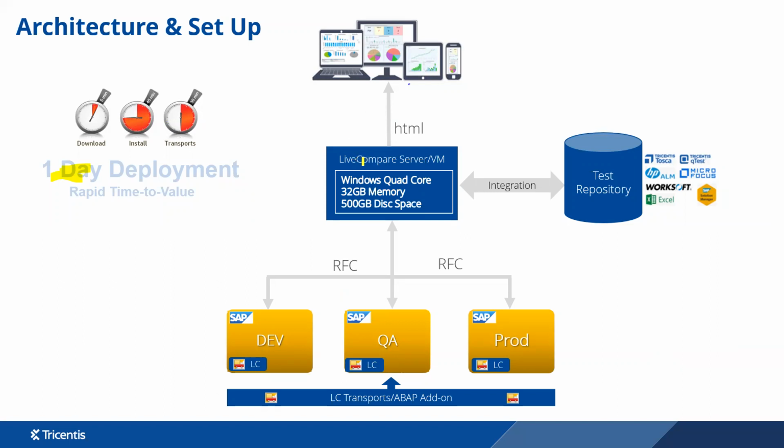The way we're architected is you install Live Compare on a Windows server that sits outside of SAP. So it's on-premise. It sits in your environment, but outside of SAP on a VM. It communicates with and queries your SAP systems through an RFC call. There is a Live Compare transport that we ask you to apply to your SAP systems, which gets our add-on in the environment. Really it's 1 hour to install Live Compare onto the server, and then you apply the Live Compare transports to your SAP systems, and then you're off and running with the technology.